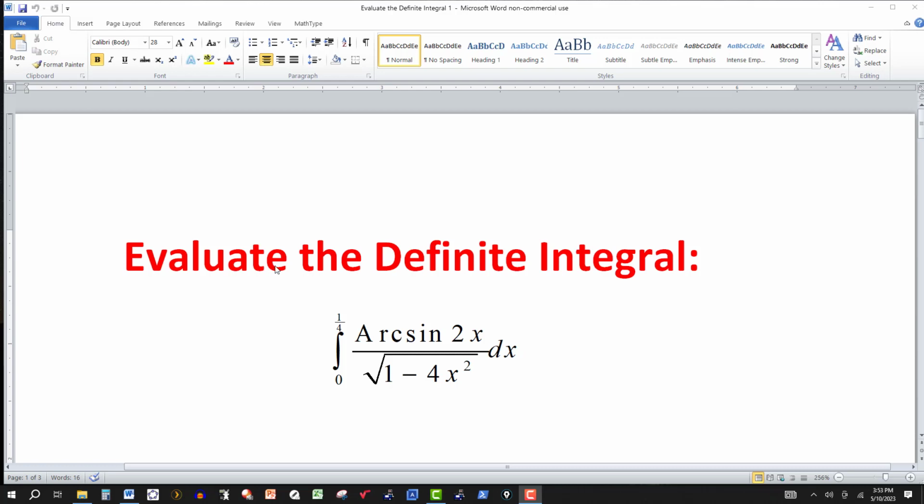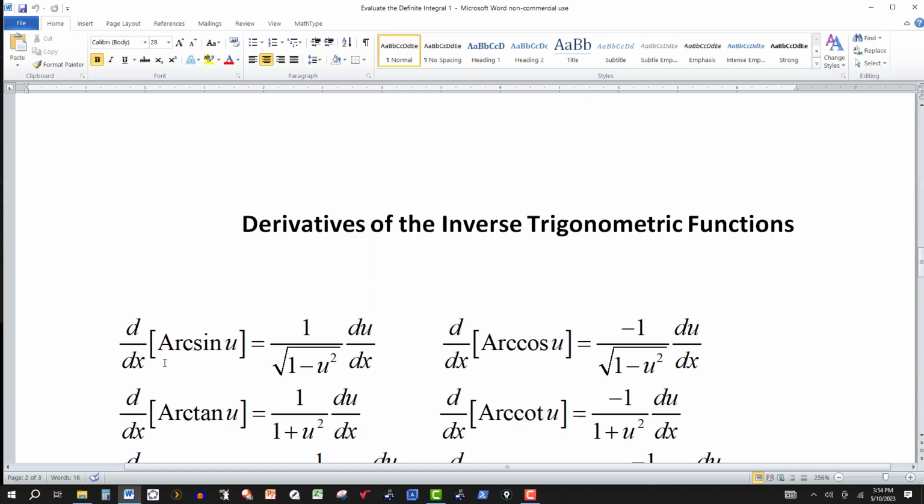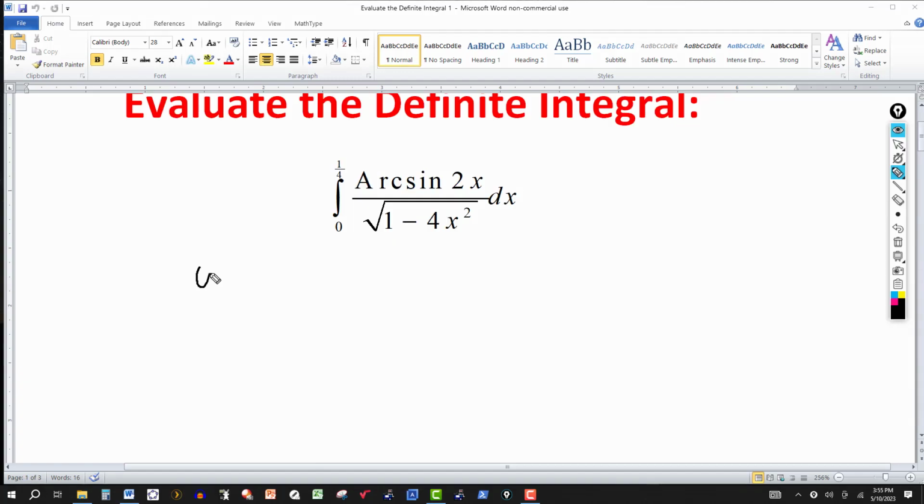In this video, we're going to evaluate this definite integral involving an arc sine of 2x. Based on what we have in the denominator, I would say that a good choice for u would be arc sine of 2x. And just to remind you, the derivative of arc sine of u is equal to 1 over the square root of 1 minus u squared times du over dx. So with that in mind, we'll let u equal arc sine of 2x.